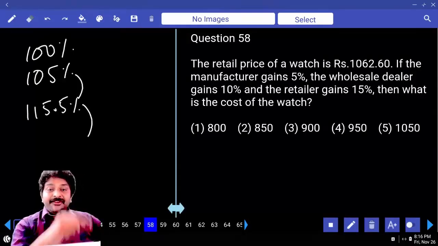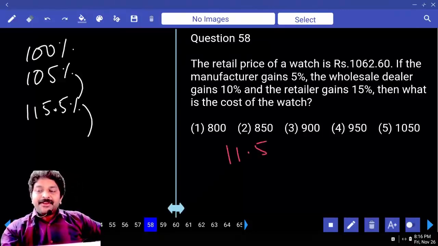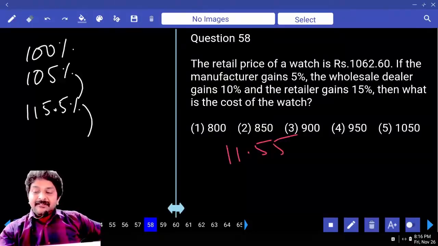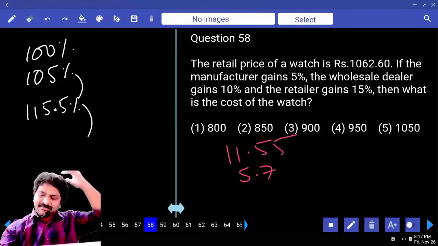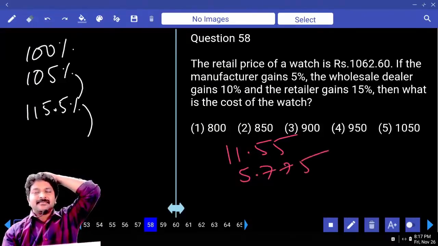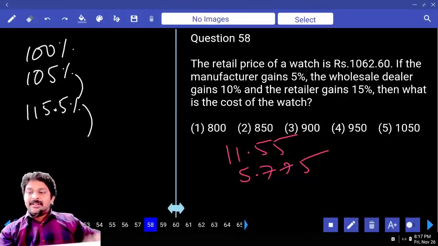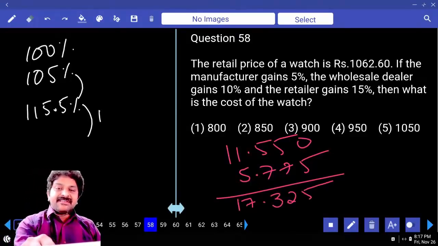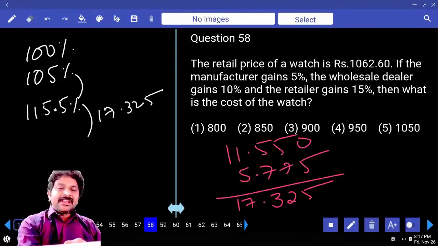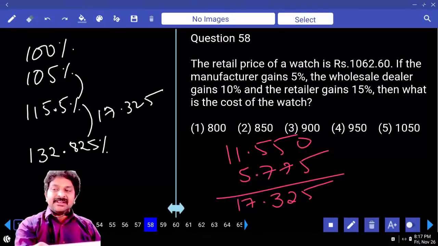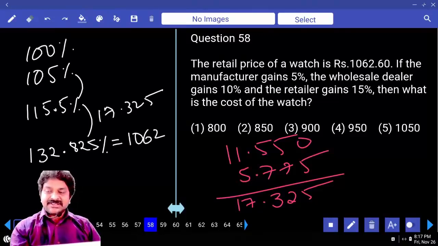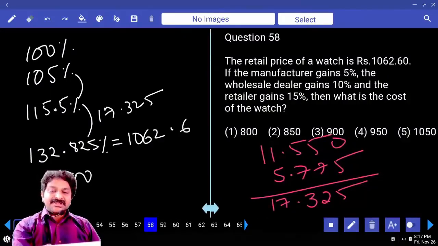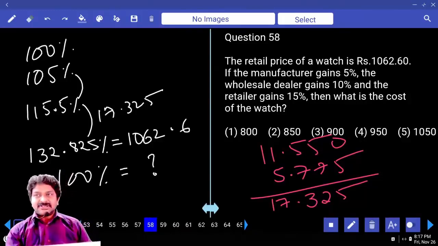115.5. Again 15% increase: 10% is 11.55, 5% is 5.775. Then the total value is 17.325. If you add 17.325, it becomes 132.825%, which is equal to 1062.6. 100% is equal to how much? This is what you are supposed to calculate.